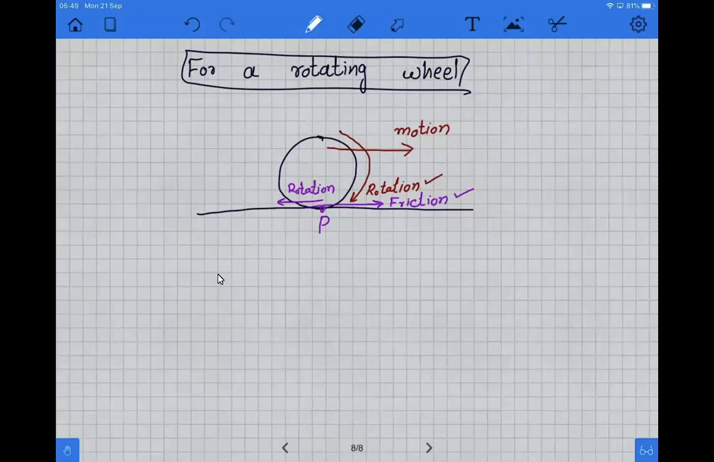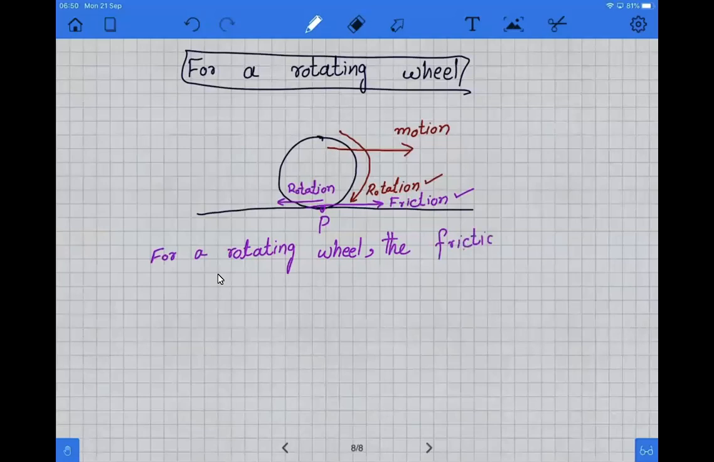So you must understand that for a rotating wheel, the friction is in the direction of the motion.